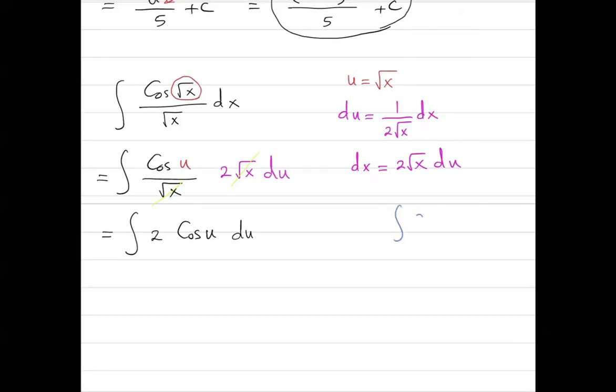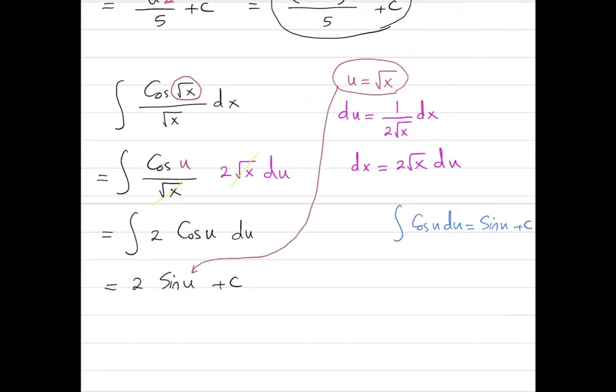We know that the integral of cosine of u du is sine u plus c. It has a 2 in front of it. So you get 2 times sine u plus constant of integration, and substitute u back to get a function in x. This guy is equal to 2 times sine of square root of x plus constant of integration.